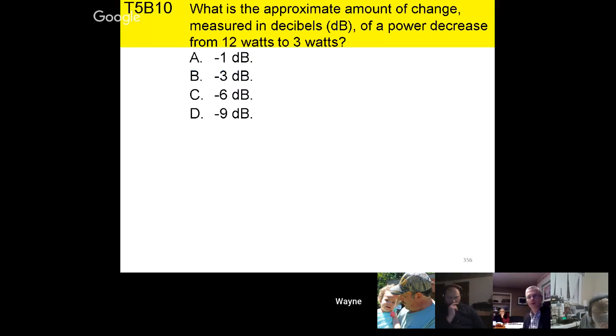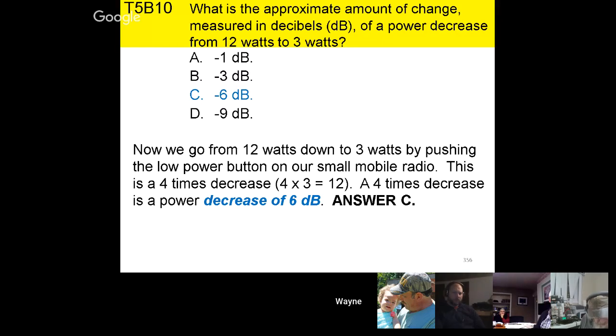What is the approximate amount of change measured in decibels of a power decrease from 12 watts to 3 watts? Now, we're cutting it in half. From 12 watts to 6 watts would be a minus 3 dB. And then if we cut it in half again, from 6 watts to 3 watts, that's another 3 dB. So your total in that would be a minus 6 dB. It's a 4 times decrease.